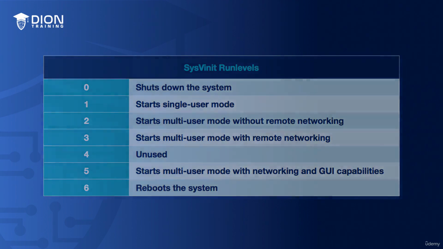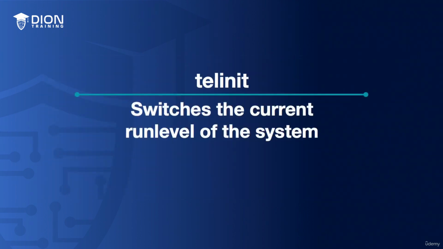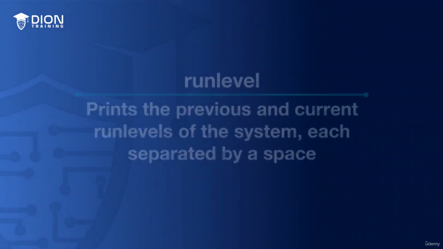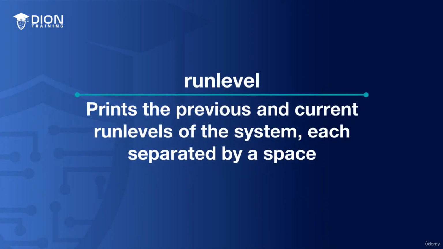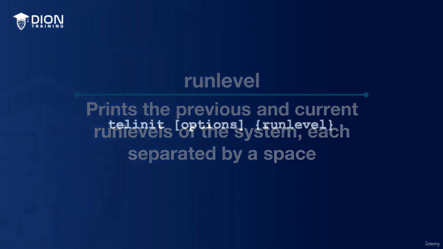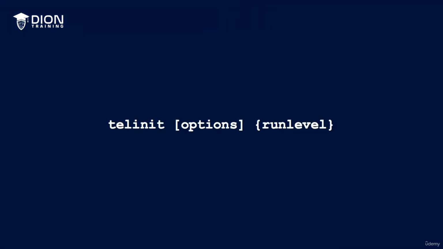your normal multi-user environment. The telinit command will enable you to switch to the current run level of the system. Now, on the systemd environments, the telinit command is going to be translated into the appropriate target request for you automatically. The runlevel command will print the previous and current run levels of the system, each one being separated by a space. So, to use the telinit command, simply type in telinit, the options, and the run level.